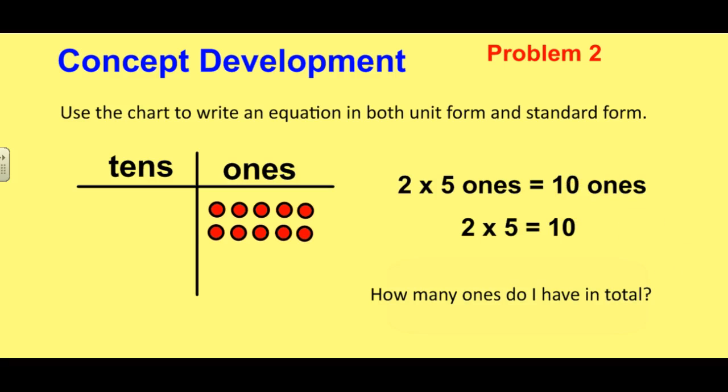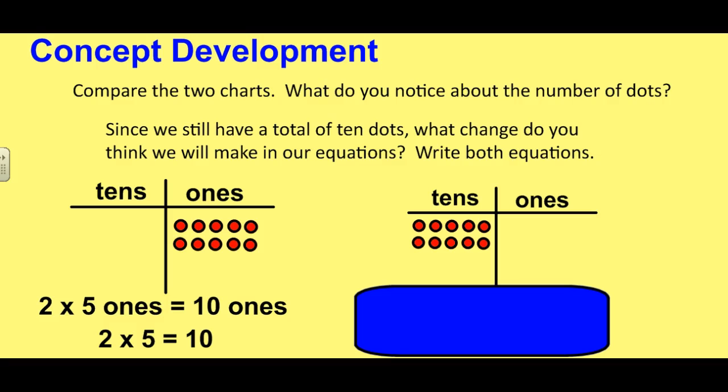10. Okay, so we're going to look at the same one, but we're going to change it to where we're in the tens column instead of the ones column. You notice that we still have the same number of dots in each column, but now we're looking at them in the tens column, so each circle is not worth 1 anymore, it is worth 10. So if this was 2 times 5 ones, then this right here is going to be 2 times 5 tens.